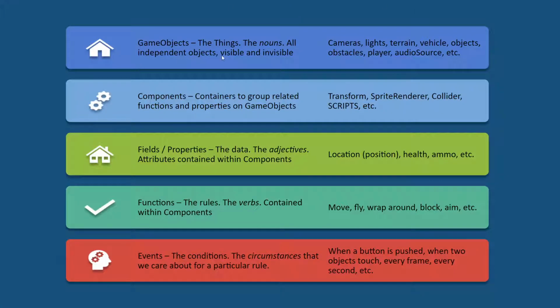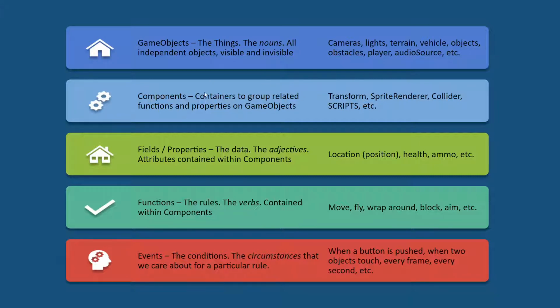All right. Game objects, those are the things we're going to be working with. The nouns, right? Generally, other than scenes, they're going to be the highest level in terms of programming. The things, the nouns, all independent objects, visible and invisible. So in Unity, we'll be talking about things like cameras, lights, terrains, vehicles, objects, obstacles, the player, or a player, an audio source. An audio source is kind of a tricky one because an audio source can be both a component and potentially an object, but it's one of those things.